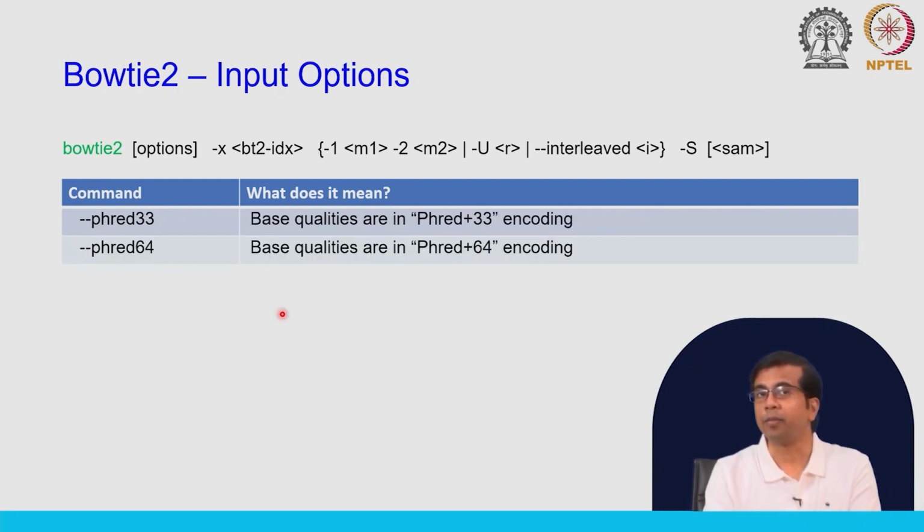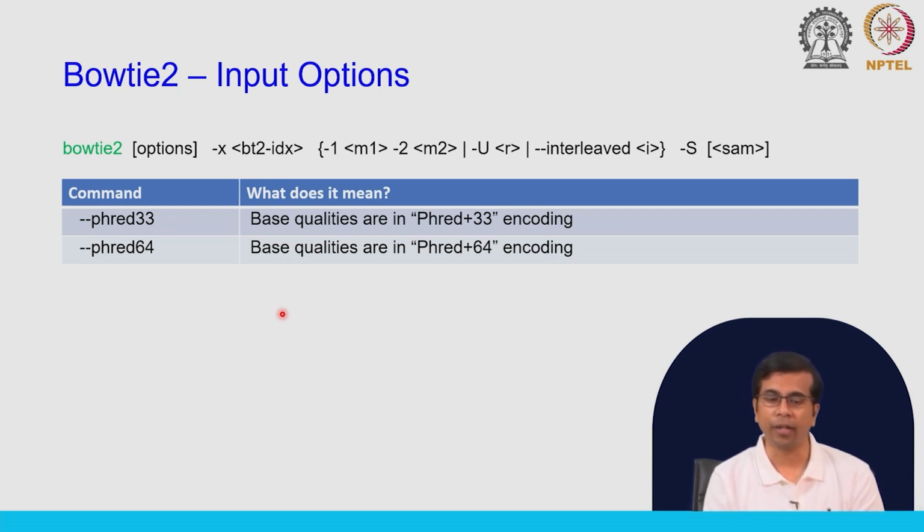Then there are two other input options, which are also very useful. The earlier options were related to trimming reads for mapping. While mapping the reads, Bowtie2 will just trim the ends and then do the mapping. Here these two options relate to the quality of the bases. When Bowtie2 is aligning, it will read the bases along with the quality score, and the quality score can be in Phred 33 format or in Phred 64 format. We have talked about this Phred+33 encoding and Phred+64 encoding.